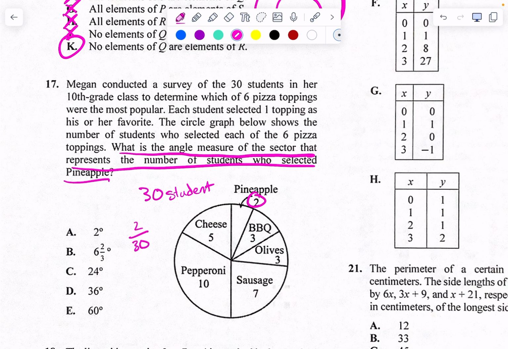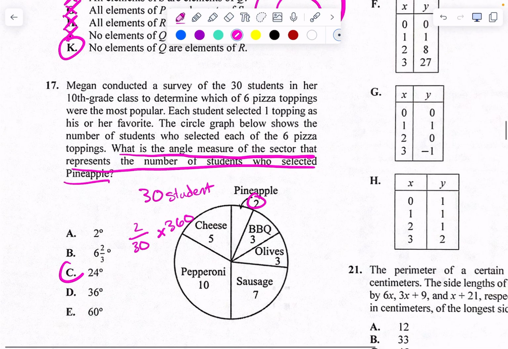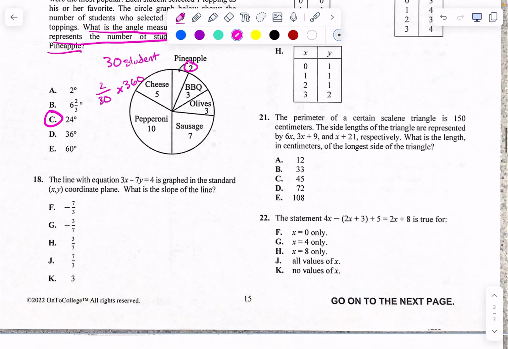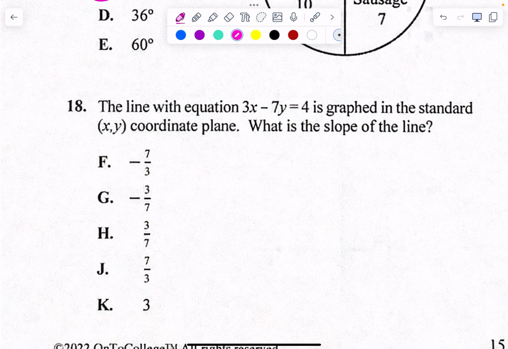And then we take that times, I want degrees, times 360. 2 over 30 times 360, whatever that is. 24 degrees. All right, 2/30 times 360. Okay. All right.